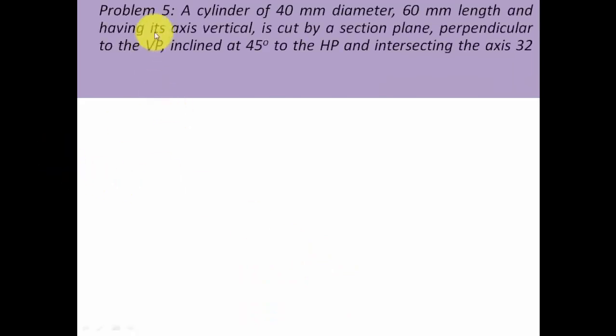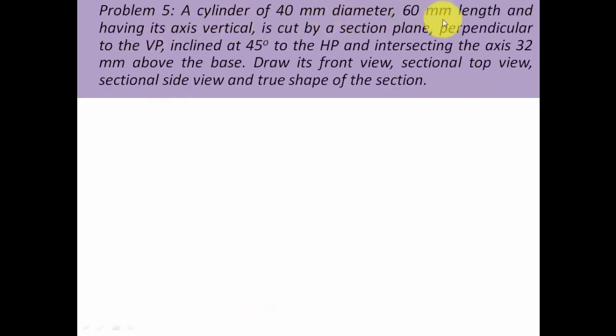It goes like this: a cylinder of 40 mm diameter, 60 mm length, and having its axis vertical is cut by a section plane perpendicular to the VP, inclined at 45 degrees to the HP, and intersecting the axis 32 mm above the base. Draw its front view, sectional top view, sectional side view, and true shape of the section.